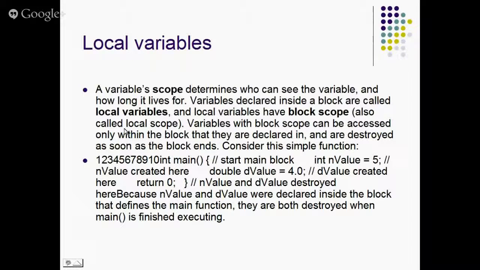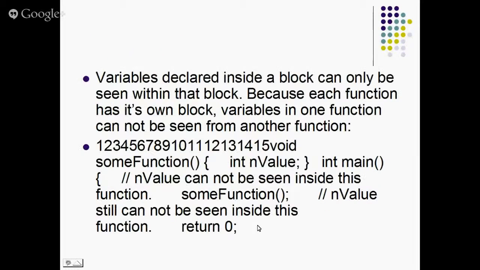This has been explained here in detail. Okay, so variables declared inside a block are called local variables, and local variables have block scope. Okay, so within that block only. And variables with block scope can be accessed only within the block they are declared in and are destroyed as soon as the block ends. So here's an example for you. So they both are destroyed when main finishes execution.